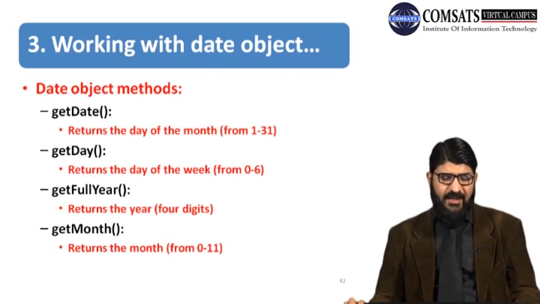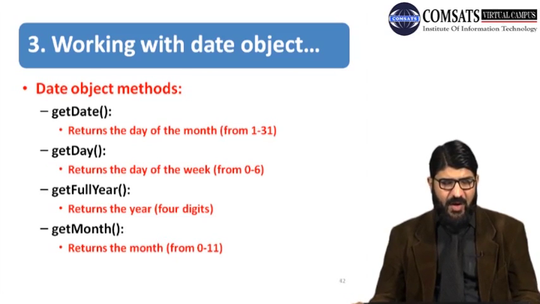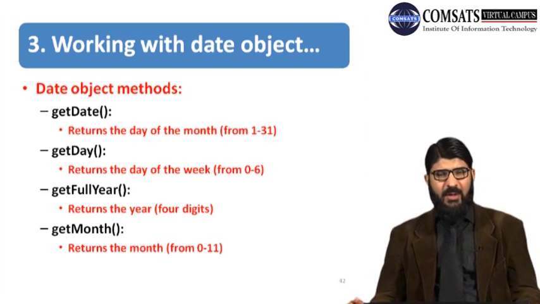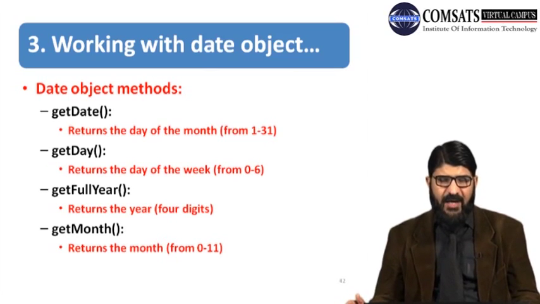And then get day method. When you are going to press get day method, this is going to return the particular day of the week starting from 0 to 6, because it is working according to the array concept. So the 0 to 6 means 7 days in a week, so it is going to return the particular day of a week.